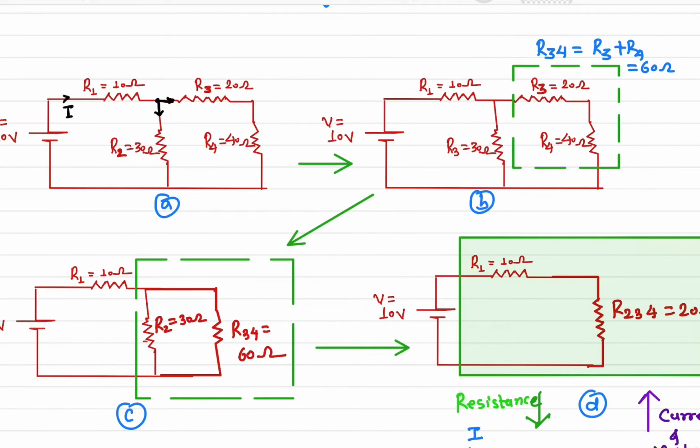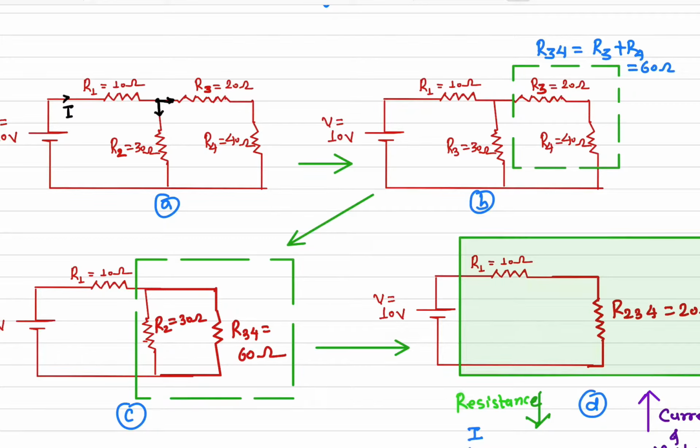Here you see in this picture, these two resistances R3 and R4 have been replaced by one single resistance R34. This is 20 ohm, and this is 40 ohm. That means these two can be replaced by 60 ohm because they are connected in series. So now I can replace these two by a 60 ohm resistance.